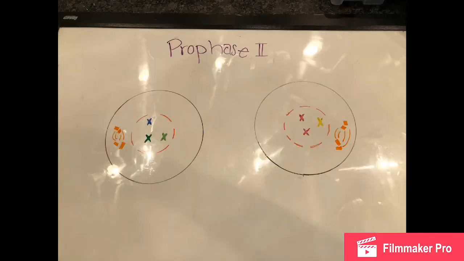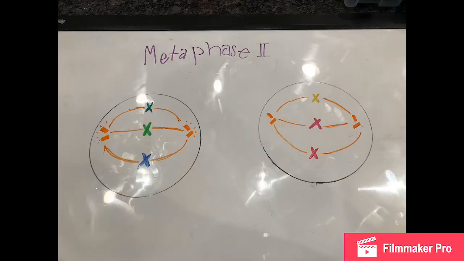During prophase 2, the nuclear envelope of both cells breaks down, and the centrioles begin making spindle fibers to attach to the chromosomes in the cells. During metaphase 2, chromosomes line up at the equator once again, and the spindle fibers latch onto them.